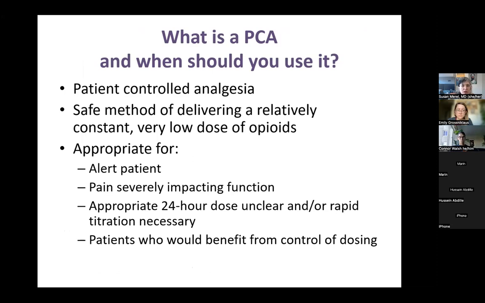It is appropriate for a patient who is alert, who has pain that's severely impacting their function, when I don't know exactly how much to give them, because if I knew exactly how much to give them, I would give them that amount. And also in patients who would benefit from control of dosing, somebody who is otherwise appropriate and also says, oh my gosh, I'm in so much pain when I'm waiting for the nurse to come and bring me this dose.